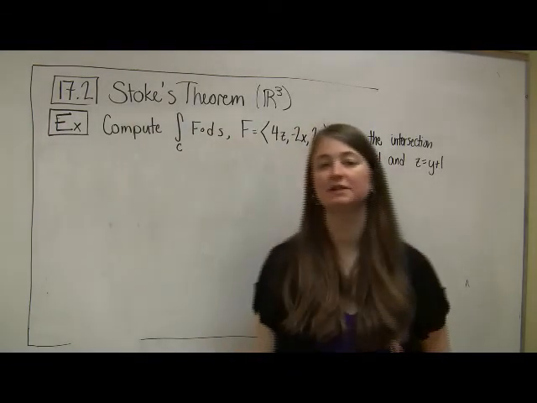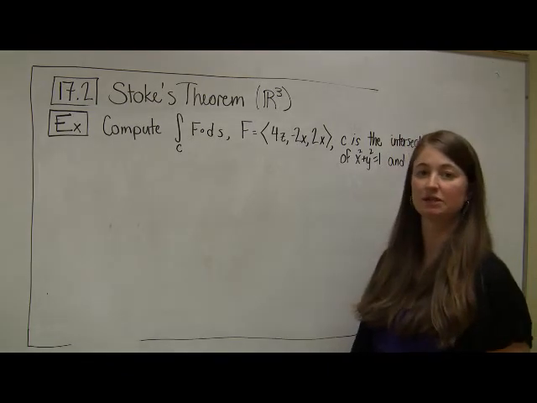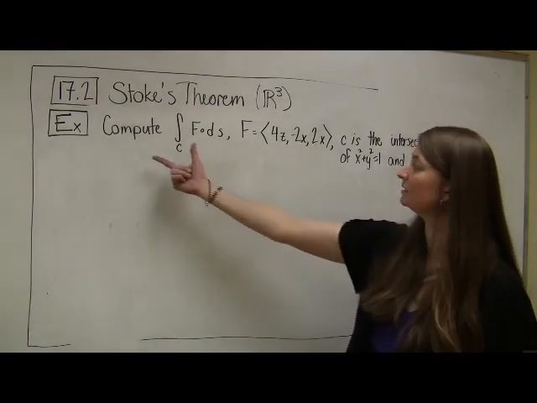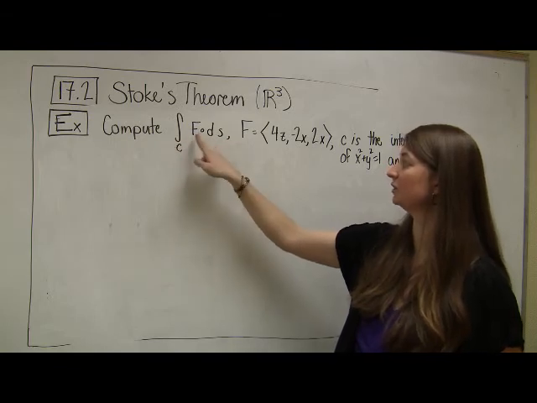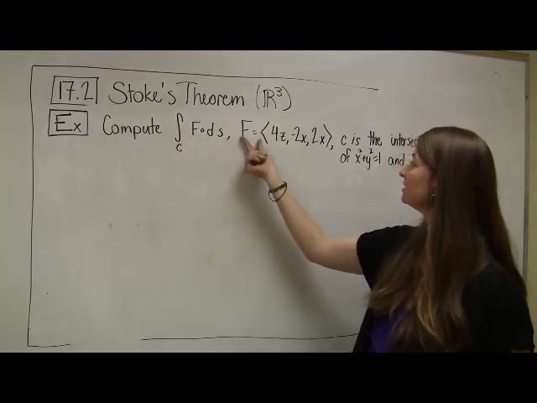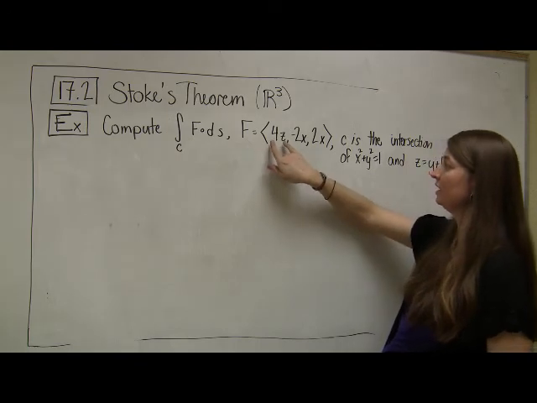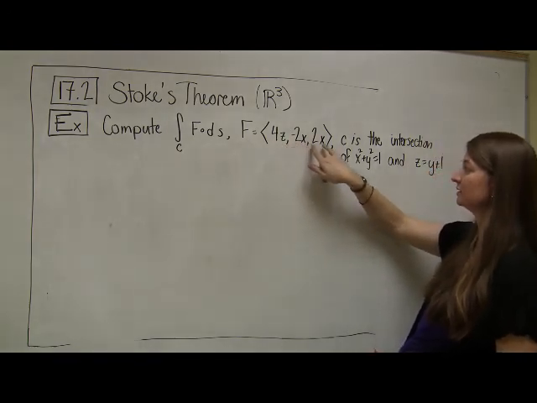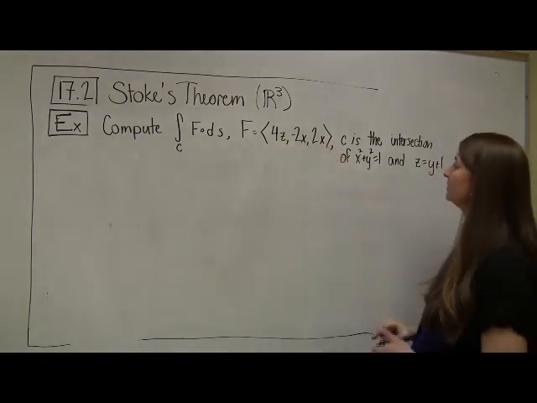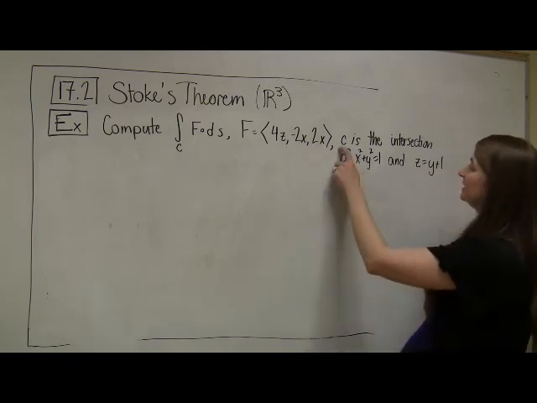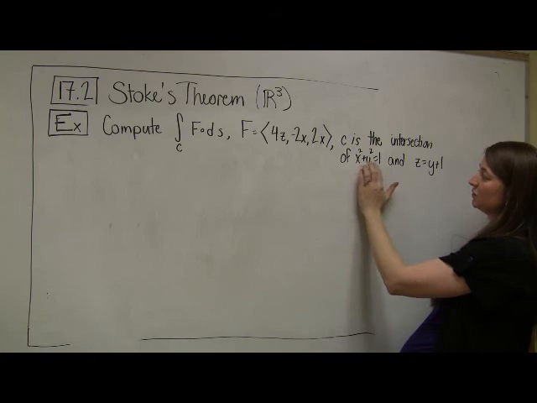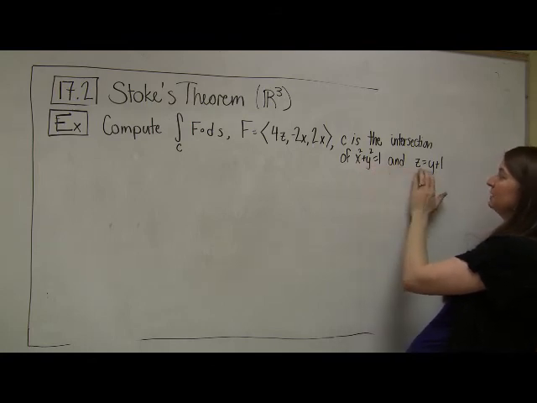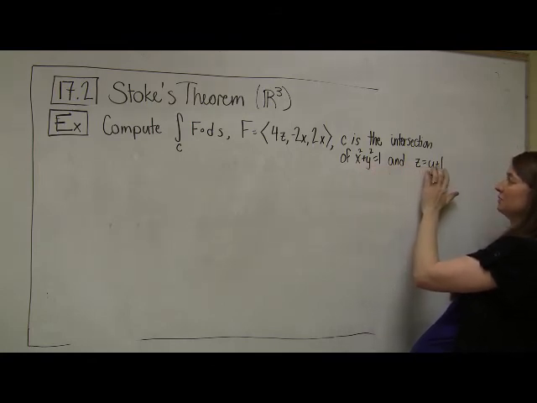So I'm going to do a couple of examples of applications of Stokes' theorem. For our first example, let's say that we want to compute the vector line integral, where F is a three-dimensional vector given by (4z, -2x, 2x), and C is a curve that's the intersection of the cylinder x squared plus y squared equals 1 and the plane z equals y plus 1.